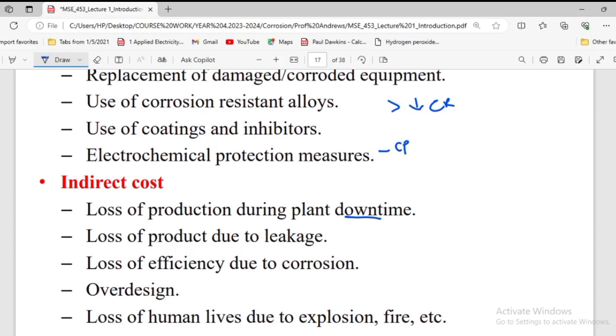Maybe it's an essential part of the plant and it undergoes corrosion, and then maintenance is not done, and then suddenly it just breaks down due to corrosion. There's loss of production and loss of product due to leakages. So we have a pipeline and we have some corrosion happening. You know that at certain points leakages will happen and you'll be losing product. Loss of efficiency due to corrosion.